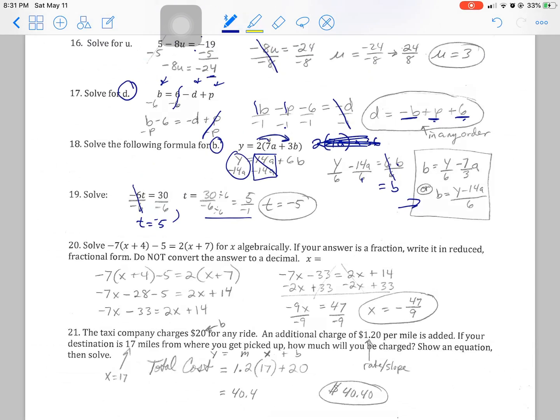Let's see. If your answer is a fraction, write it in a reduced form. If not, do not convert it to a decimal. That's like really long code for put it in an improper fraction. Okay. If it's a fraction. Definitely not a decimal. All right.